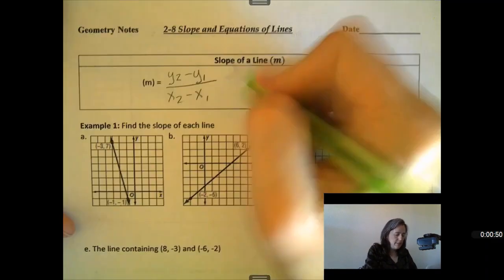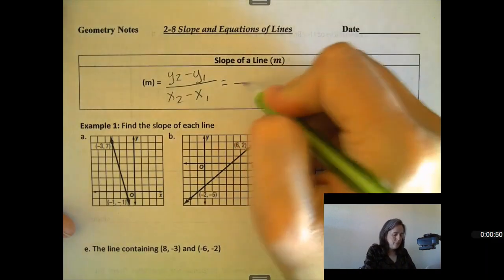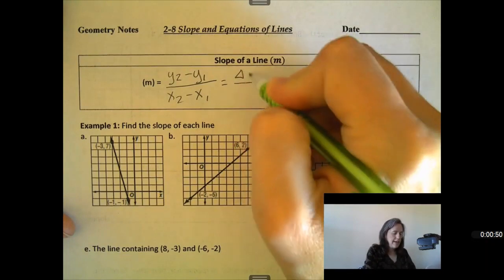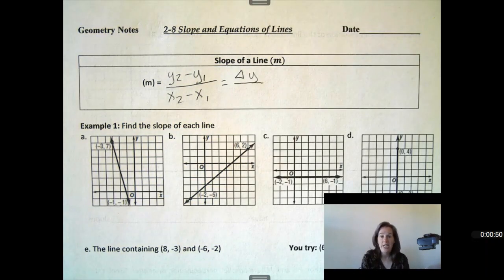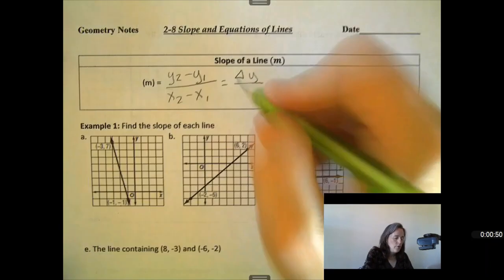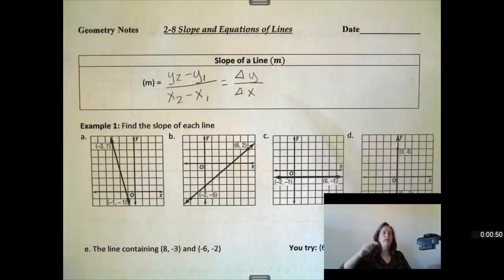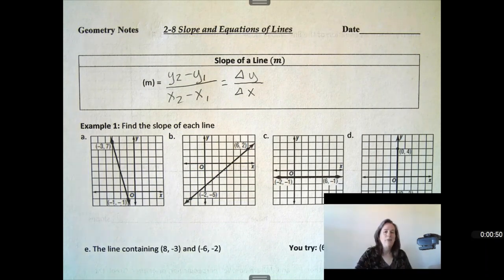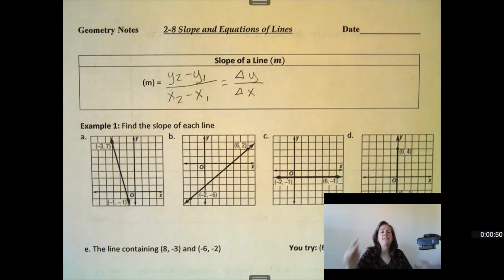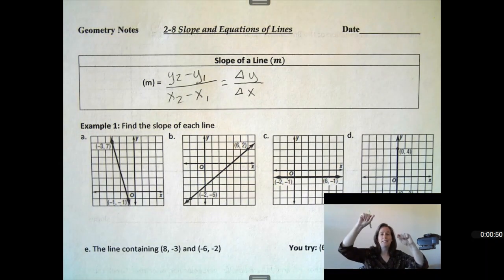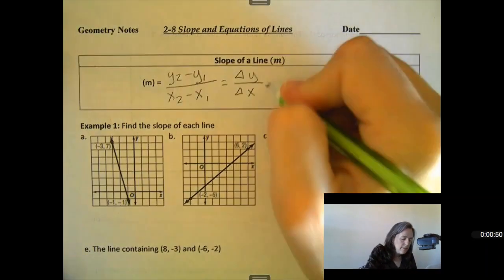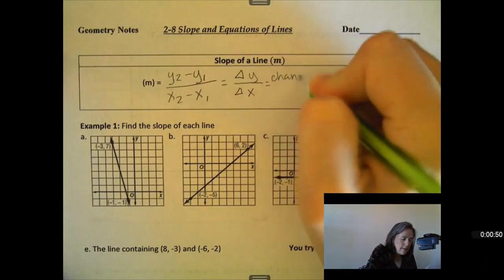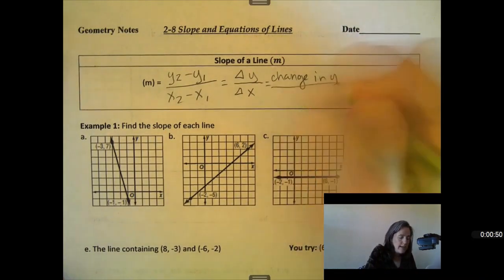Let's talk about what that means though. What we're actually finding when we do that is the change in y. That's the little delta sign. It means the change in y over the change in x. So if you have your 2 points, how far does the x change and how far does the y change? That's how we find slope. What's the difference to get to the x value from each of those points and the difference in the y value? So we can even write that, the change in y over the change in x.